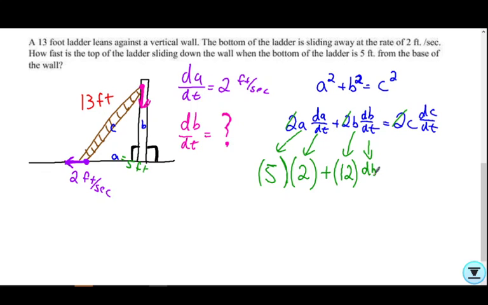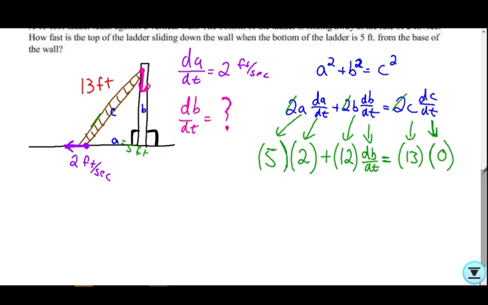Now, dB over dt is what we're looking for. Okay? Do I know what C is? Yep, C is 13. Do I know what dC over dt is? Well, they didn't tell us what dC over dt is, but we should know what it is. Well, what does dC over dt stand for? Well, dC is how this side is changing. There's a ladder. Well, is the length of the ladder changing? Well, we better hope not, because if it is, then we've got real issues. But since the ladder is not changing, this is actually 0.